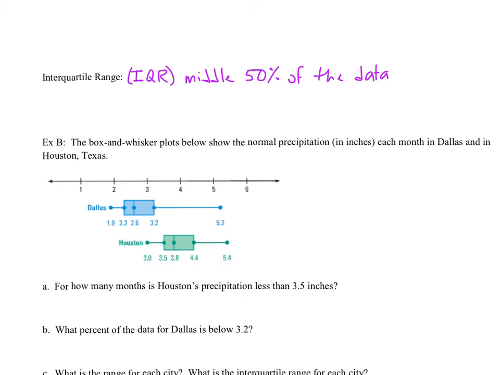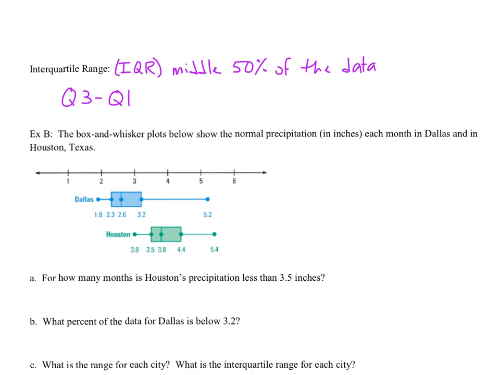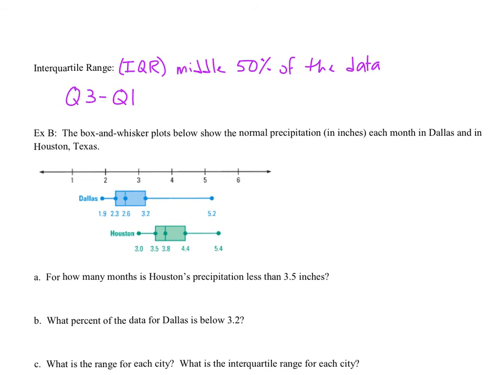So how we find that is our Q3 minus Q1. So it's like the range of the middle, okay? All right, so let's do some interpreting here. So we've got a box and whisker plot. It shows the normal precipitation in inches each month in Dallas and in Houston, Texas. And I do think this data is pretty accurate. What I took it from, I think this is real instead of some of my made up stuff. So let's just kind of look at this real fast.